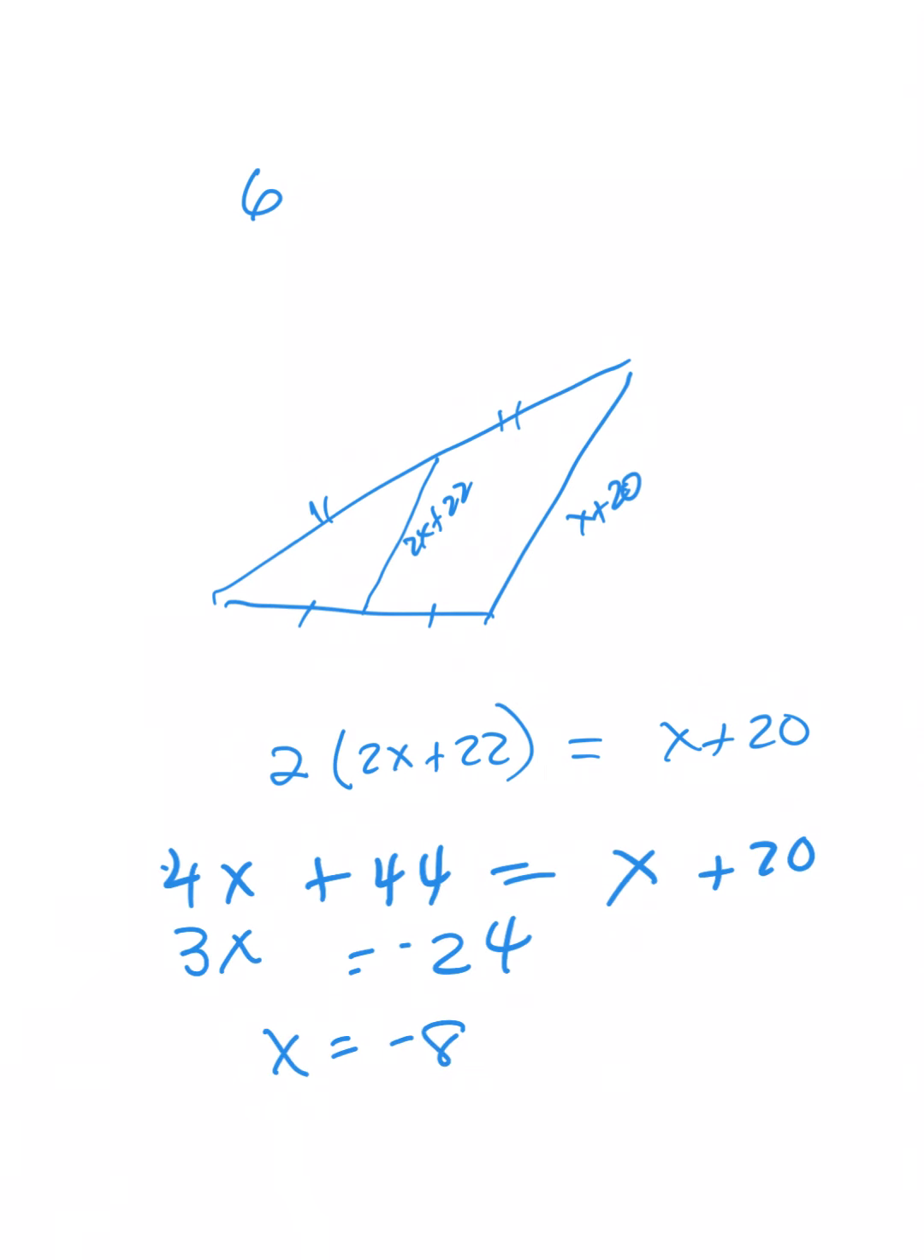So now get your calculators out and everybody put 2 times negative 8 plus 22. And then do negative 8 plus 20. And tell me what you get. What is 2 times negative 8 plus 22? 6. And what is negative 8 plus 20? 12. Is 12 twice as much as 6?